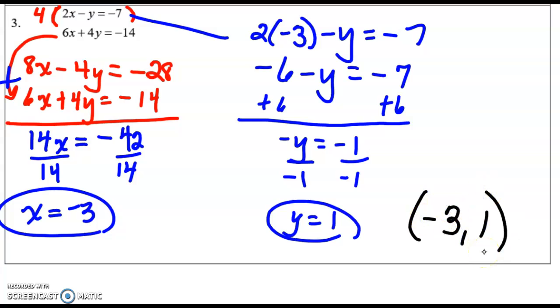Love these problems. I can check them in the original, make sure that they work. 2 times -3 is -6. Minus 1 is -7. 6 times -3 is -18. Plus 4 times 1 is 4. -18 plus 4 is -14. So I got it. All right, second problem done.